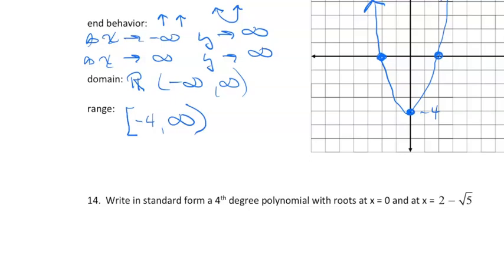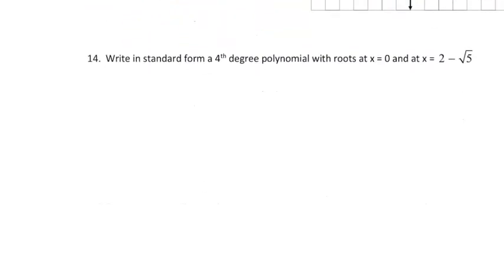Okay, next thing. 14. Write in standard form a 4th degree polynomial with roots at 0 and x is 2 minus radical 5. Okay, they only gave me 2 roots. It's a 4th degree. I must have a double root here, and I have another root because I always have a conjugate pair, right? So my goal is to write it in standard form, but I have to first write it in factored form. So this is my factored form.